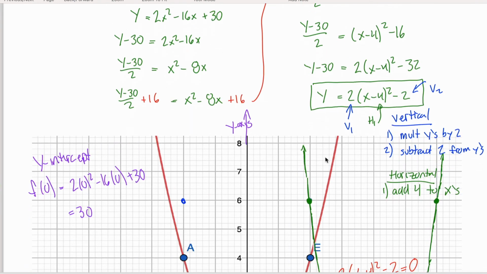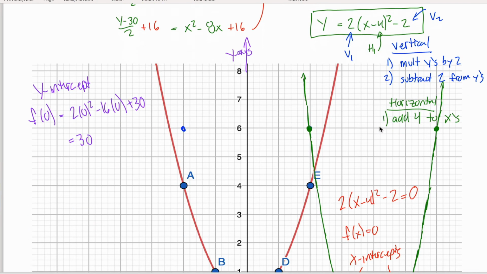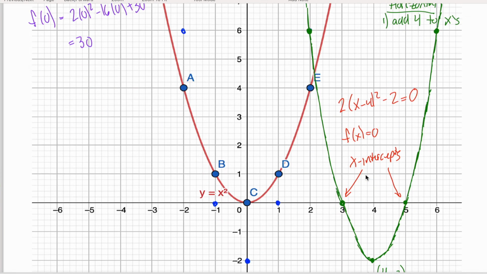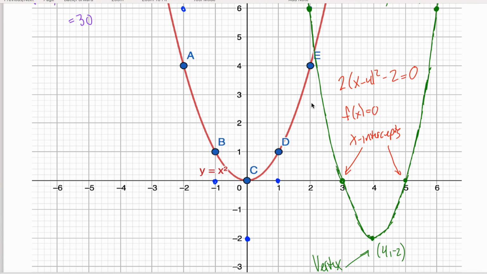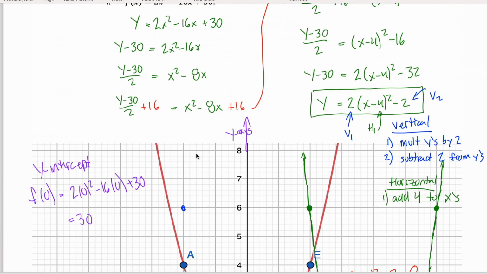Completing the square to get something into vertex form, looking at vertex form and applying the different transformations, taking your transformed graph and locating the vertex, the x-intercepts, and the y-intercept is everything that I want to get out of this section, so I'll end this video here.